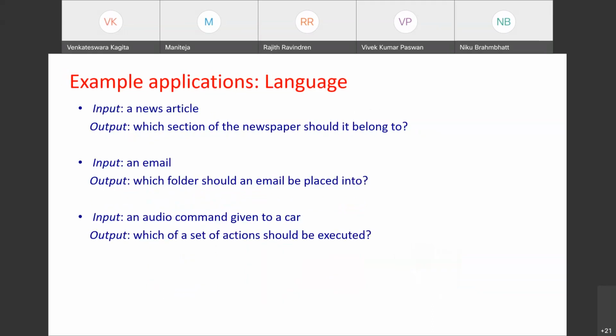Similarly, for a news article, which section of the newspaper should it belong to? Political news, cinema news, crime news, international news or national news? You can categorize them into different labels and keep each in an appropriate folder. If you take an email, which folder should it be placed into: primary, social, updates or forums? Or given an audio command to a car, which set of actions should be executed? All these are example applications of the multi-class classification problem.